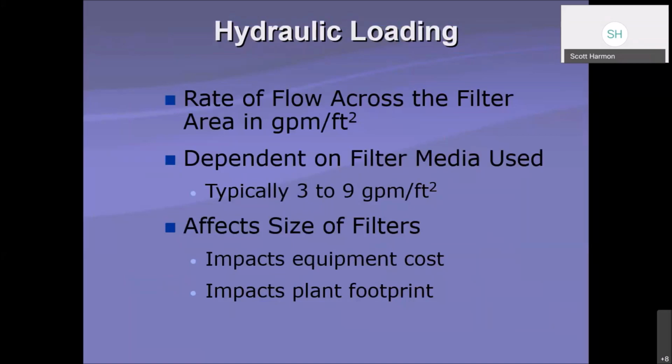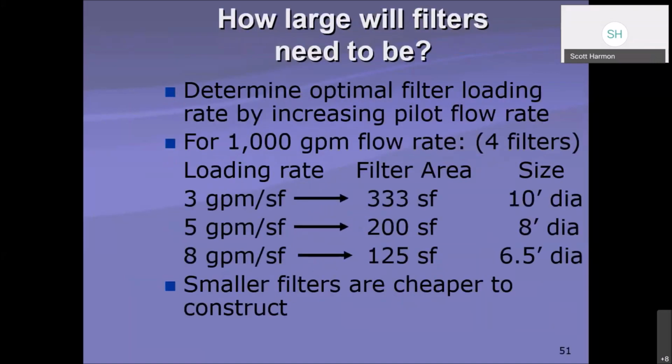And if you're having a larger size of filter, obviously it could impact the plant footprint, which is expensive, and the equipment cost, again, which could be expensive. And just a rough estimate of how large filters could be here. So you'd have to determine what the loading rate is. Essentially there, if you look down for the 1,000 gallon per minute flow rate, you would need 4 filters and different sizes for your gallons per minute per square foot. So you can see the different sizes and what that means, how much water you can put through. And of course, smaller filters are cheaper to construct. Yes, they are.